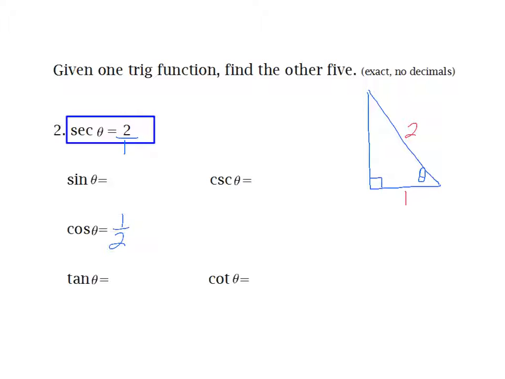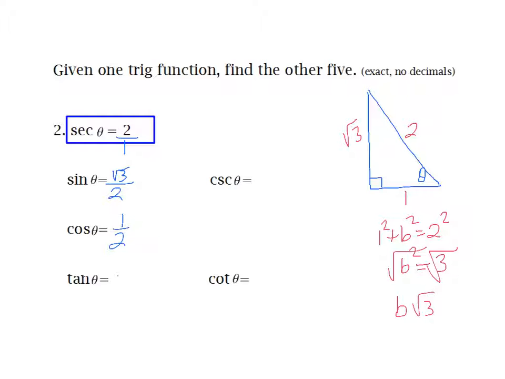Now I can do my Pythagorean theorem to find the missing side. 1 squared plus b squared equals 2 squared. 4 minus 1, square root both sides. B is the square root of 3. Now I know the opposite side. Once you know all 3 sides, you get to just start filling in the chart. The sine of theta is opposite over hypotenuse. Tangent of theta would be opposite over adjacent, which is just 1. There's no real reason to write that as a fraction.